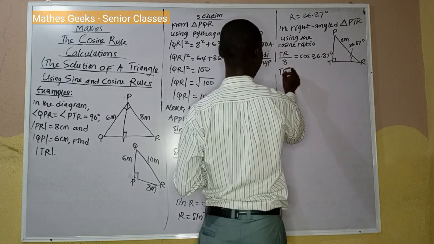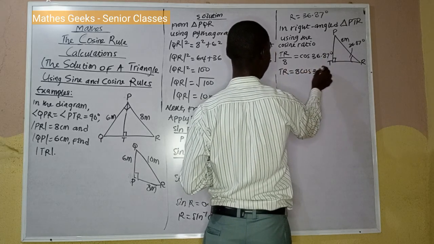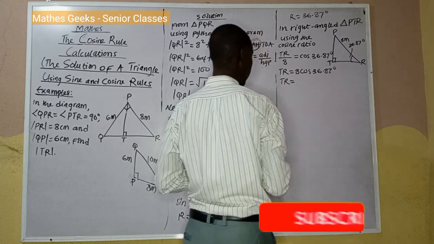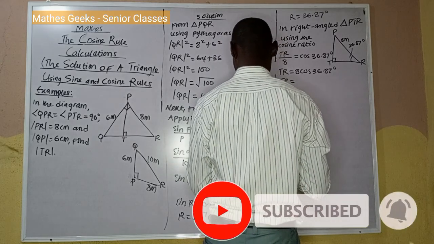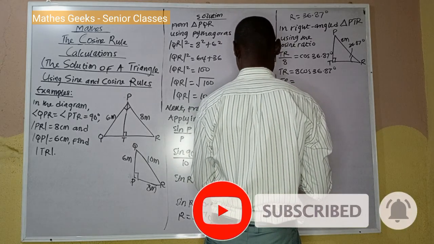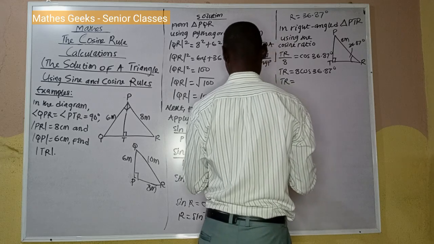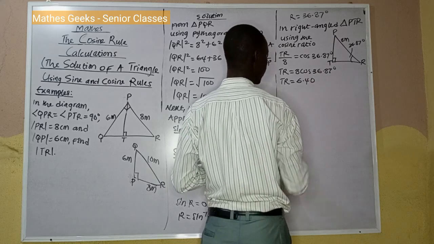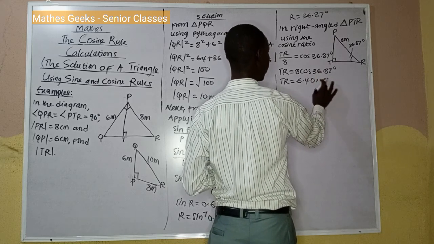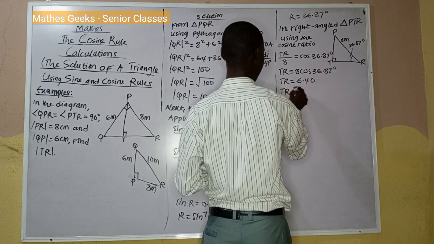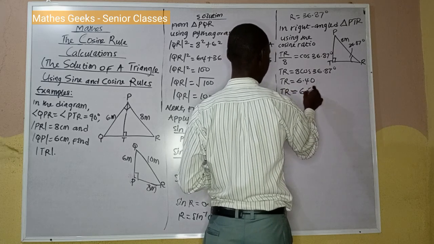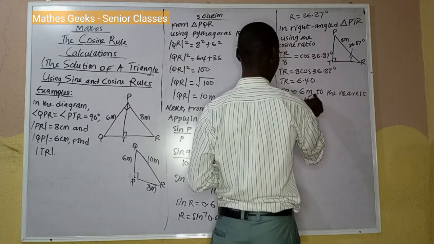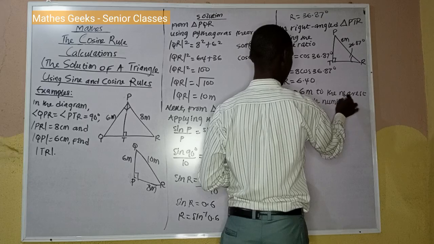So using the cosine ratio, our adjacent is TR over hypotenuse 8, and then cos 36.87 degrees. So TR is equal to 8 cos 36.87 degrees, and TR is equal to 6.40 meters. TR is approximately 6 meters to the nearest whole number.